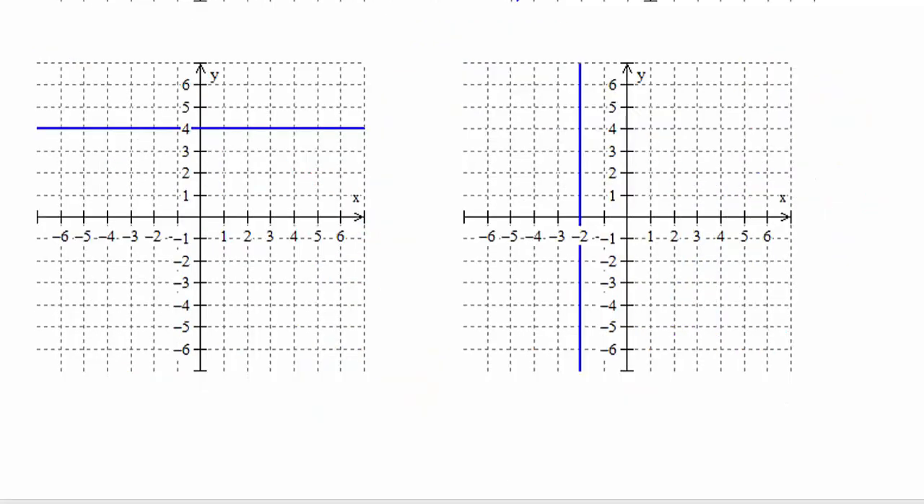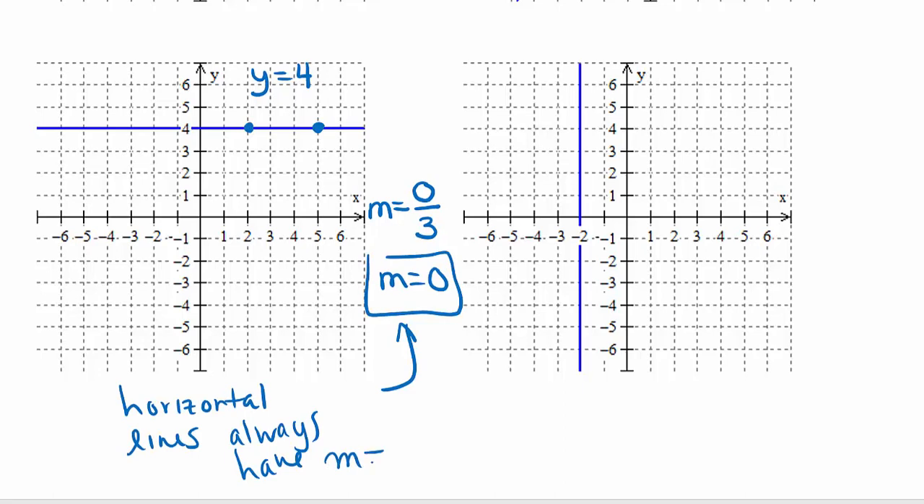In my next 2 examples, I have our 2 special cases. This is actually the horizontal line y = 4. In this case, if I compute the slope, to move from one point to the next, I don't have to go up or down at all. I only have to go over. So my slope would be, how I've drawn it, 0/3 or just 0. And in fact, horizontal lines always have a slope of 0. So if you recognize that, you don't have to do any work. You can just write down slope is 0.